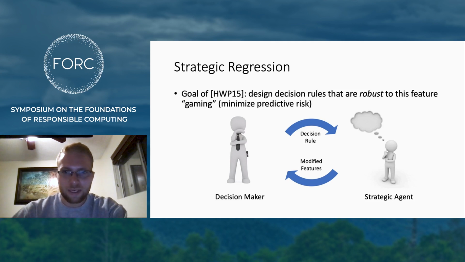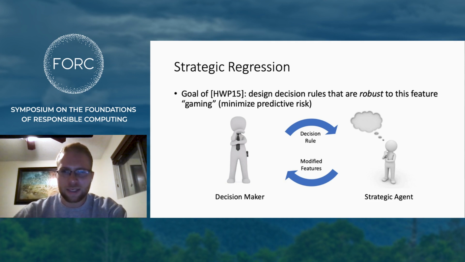Strategic regression models the interaction between a decision making institute known as a principal and an individual decision subject known as an agent as a Stackelberg game. Basically, for those of you who don't know, a Stackelberg game is an asymmetric game between two players, a leader and a follower. The leader, as her name suggests, moves first, and the follower then best responds to the leader's action. The solution concept to a Stackelberg game is known as a Stackelberg equilibrium, which is analogous to a Nash equilibrium in normal form games.